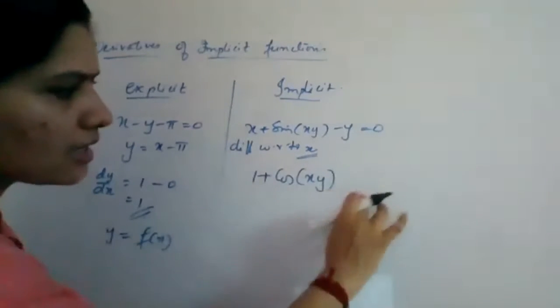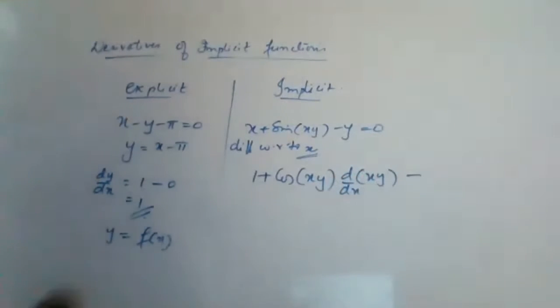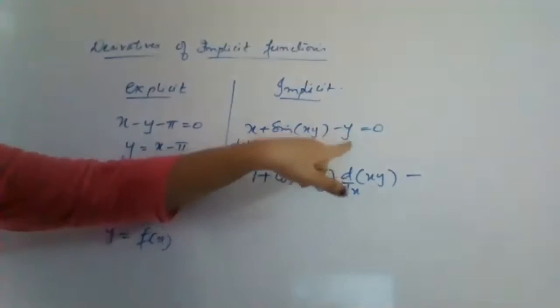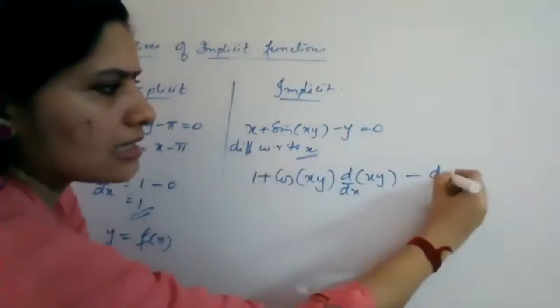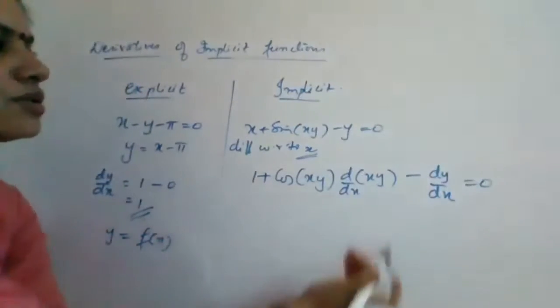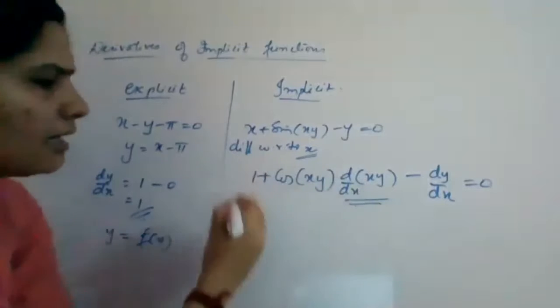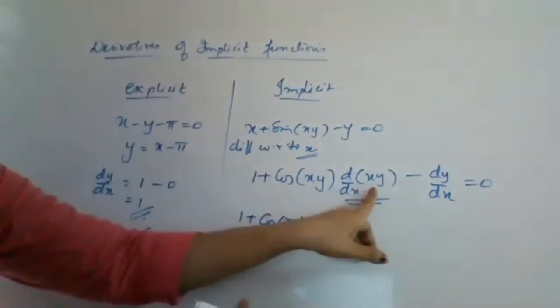That means here I have to write d by dx of xy, minus the derivative of y. The derivative of y is always what? dy by dx, because we are differentiating with respect to x. So dy by dx will come, equal to 0. Now one more task is left, which is 1 plus cos of xy into the derivative of the product.